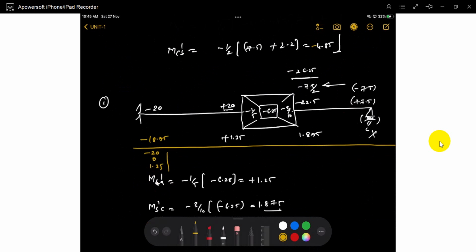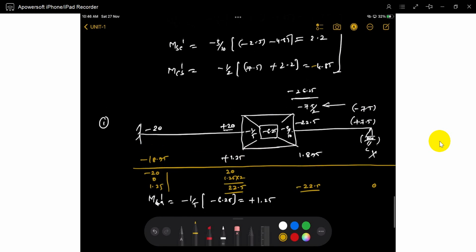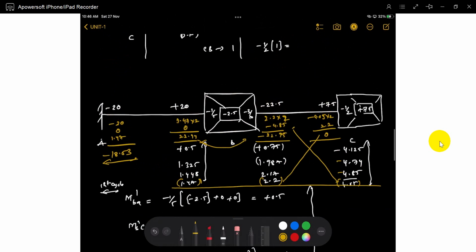18.75. Here you can see 21.25 multiplied with 2, 20 plus 1.25 multiplied with 2, it's 22.5. Here also you will get minus 22.5. Here is 0. 22.5. So what is that? It's 22.94. Or you can do more iterations; if you do one more, you will get almost the same.